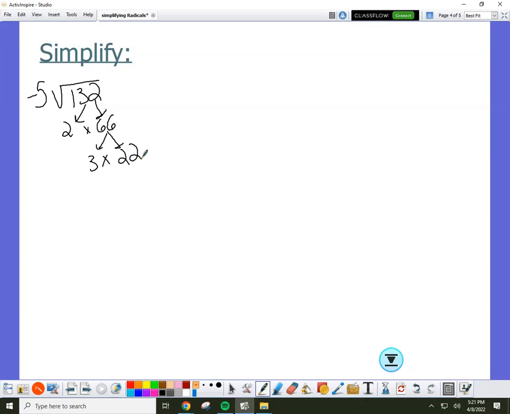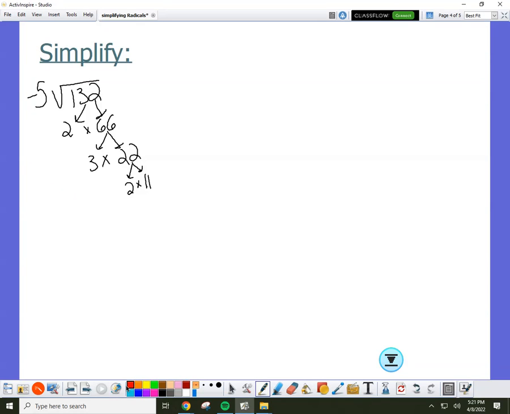Times 22. But 22 is not simplified yet. We could still break that up into 2 times 11. 11 is prime, 2 is prime, 3 is prime, and 2 is prime.